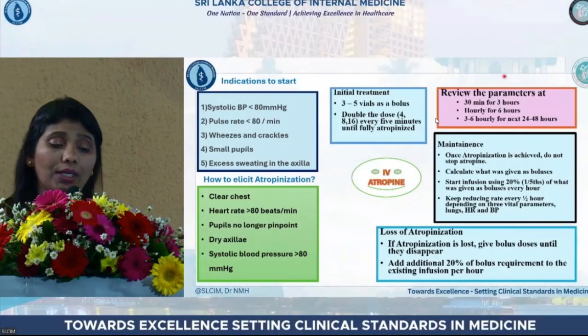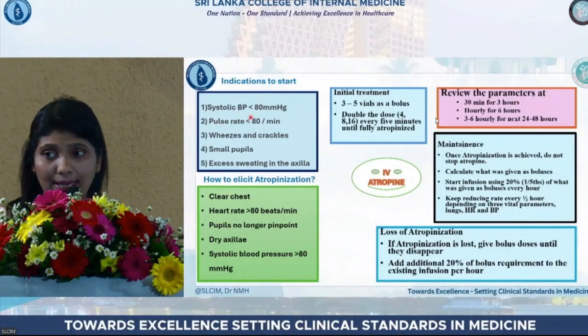So now again the important slide, the indications to start atropine. If the systolic blood pressure is less than 80 and the pulse rate is less than 80, wheezes and crackles, small pupils and excessive sweating in the axilla. You don't have to have all 5, okay? You don't have to have all 5, but you need to start treating the patient as soon as possible, as I said previously. So how are you going to start treatment?